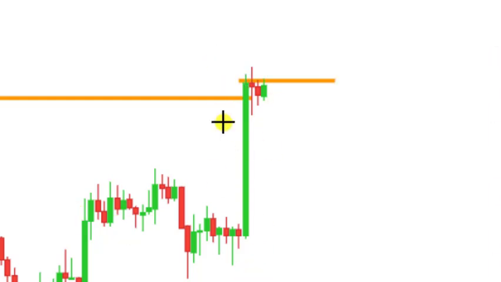So the breakout candle still touches the support line. So that is why I don't consider it a real breakout. And a breakout candle can never be entirely above the resistance line or below the support line, because that's what it is. It's a breakout candle. So it starts below the resistance and breaks above it.